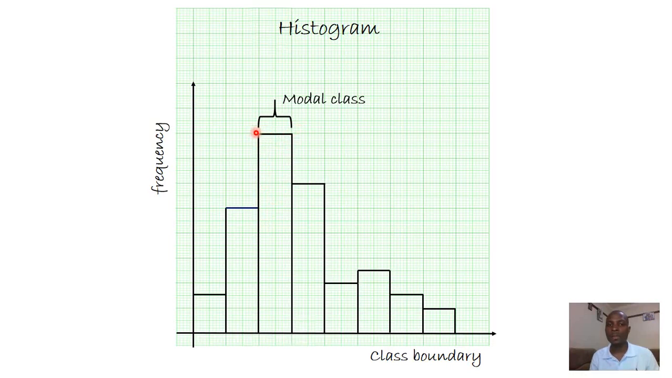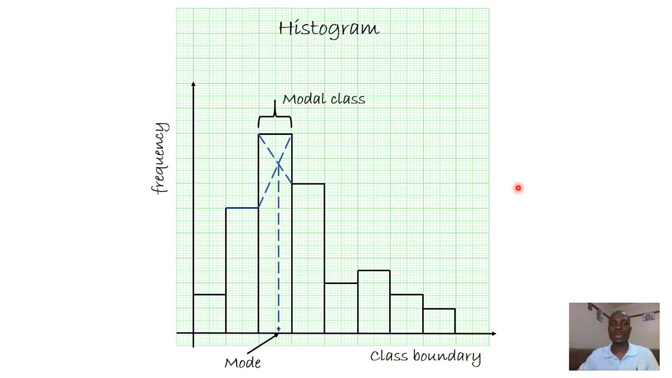So for this corner, we shall join it to the opposite corner of the adjacent rectangle. Then this one also will be joined to this corner of the adjacent rectangle. So let us do that. So we have this and that. Where the two lines meet, we shall drop a vertical line downwards to that point, and that value is going to be read off as the mode. So that is going to be the mode.